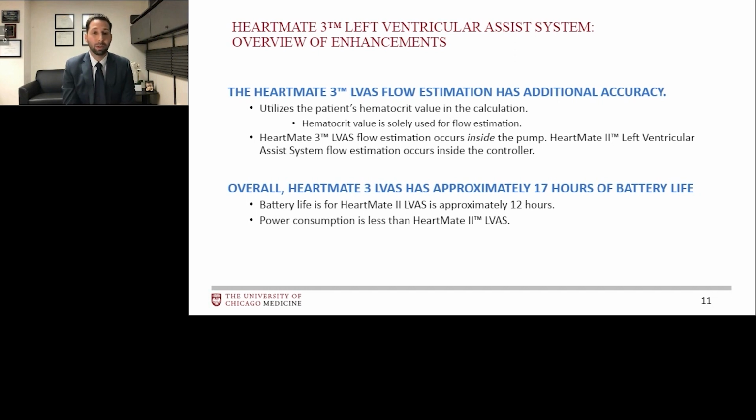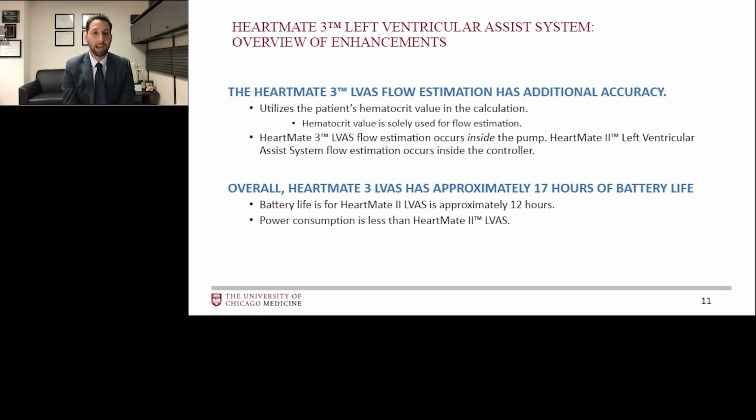Because of this different location, the HeartMate 3 is able to isolate a special type of power called the rotor drive power, whereas the HeartMate 2 uses a composite power for the pump. This is really the fundamental difference in how these two pumps interpret power to estimate these other parameters.